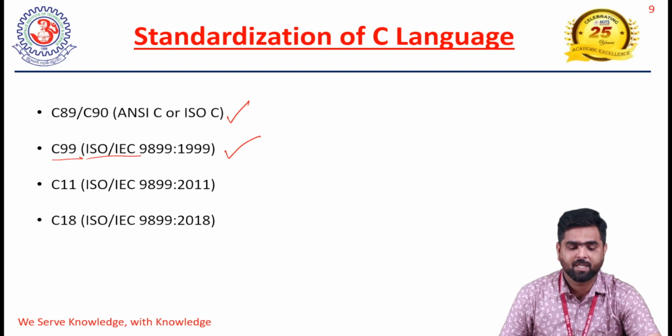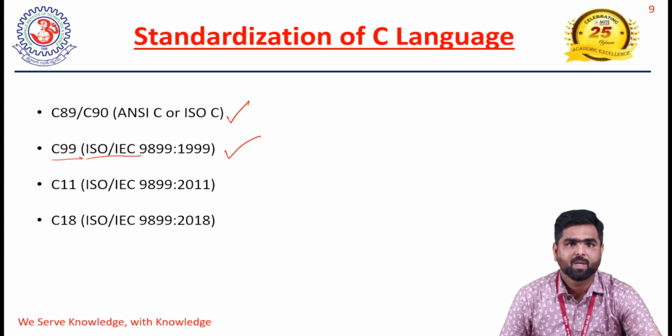It is standardized by ISO and IEC. ISO is nothing but the International Organization for Standardization. IEC is nothing but the International Electrotechnical Commission. So by these organizations, the C language was standardized. That's why we call it C99.